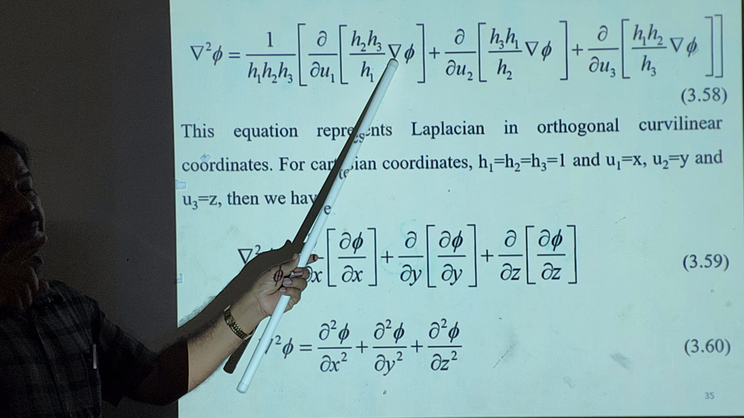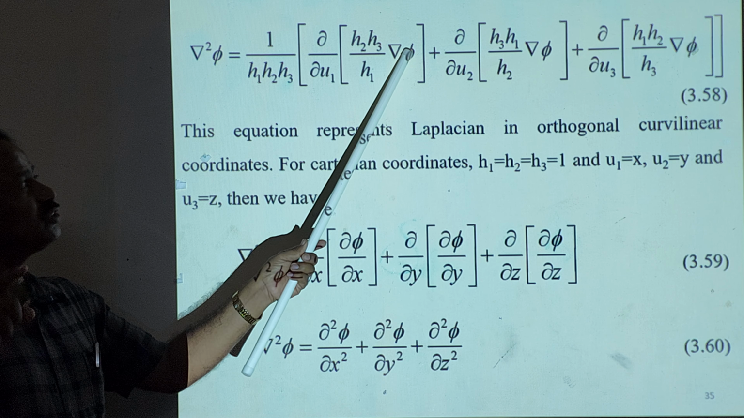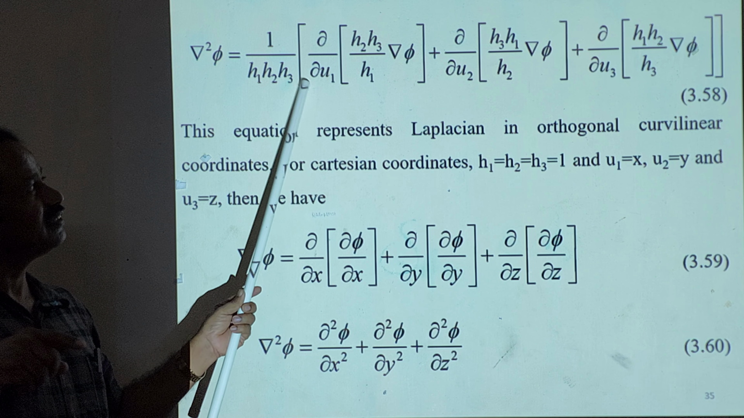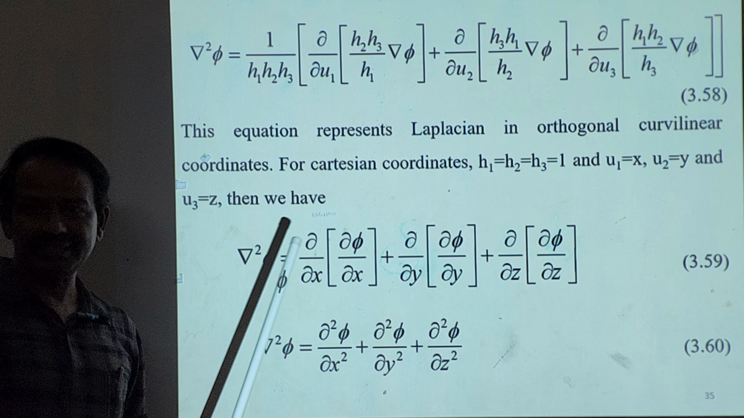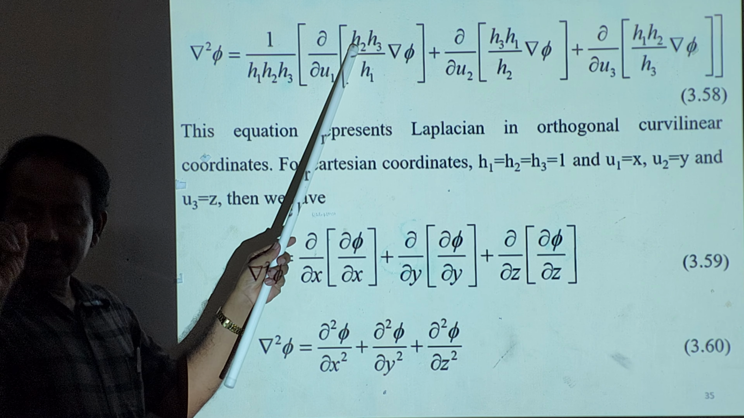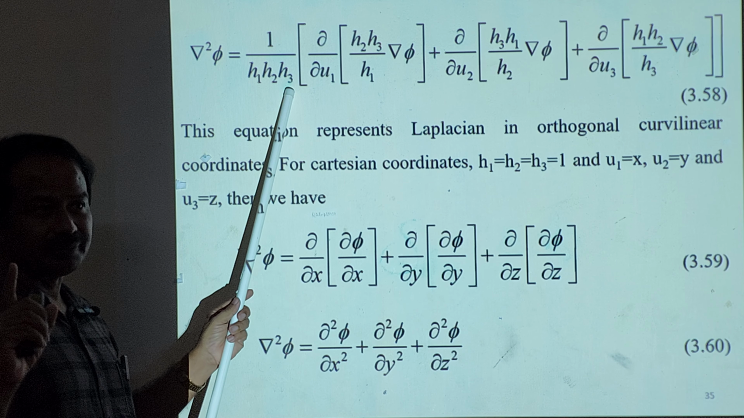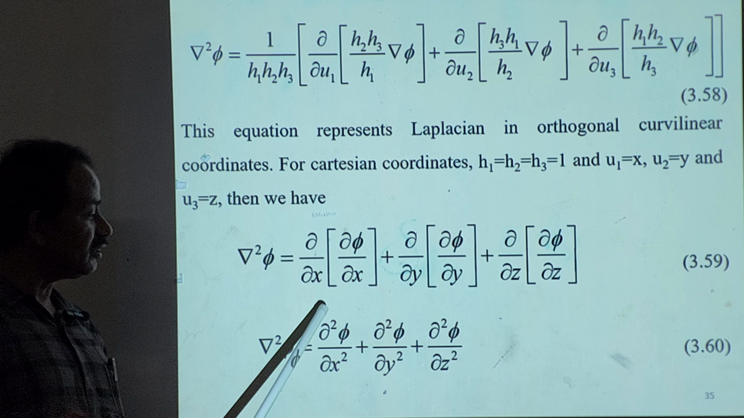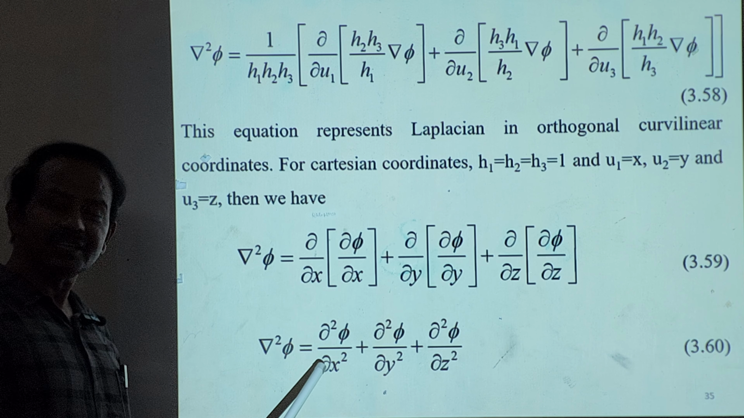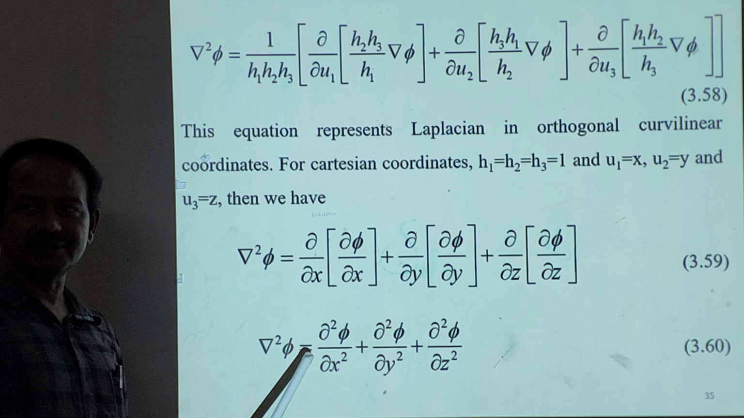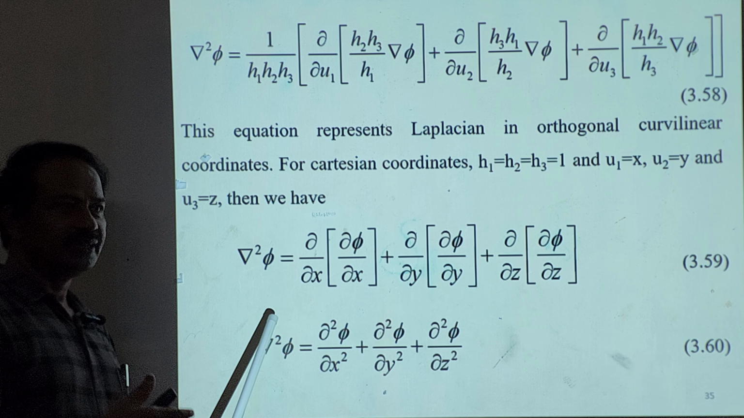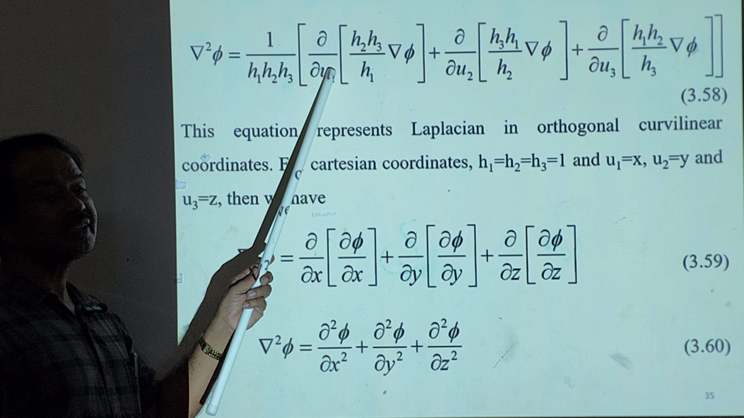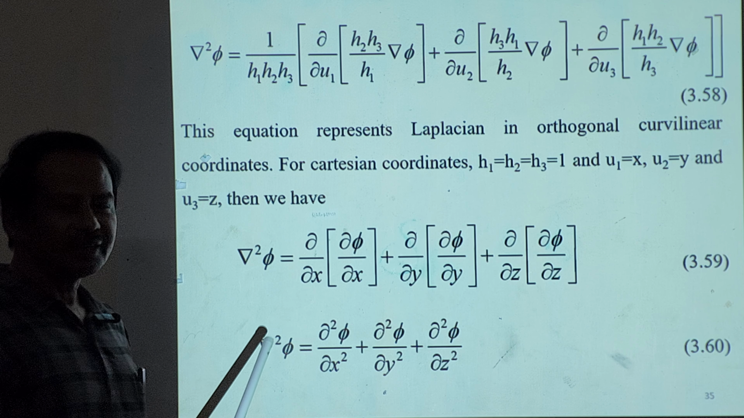And here it is nothing but d phi by du1. u1 is nothing but x. So we have d phi by dx. Here it is d phi by dx. So that will give you d squared phi by dx squared. I repeat, for ordinary Cartesian coordinates, this becomes 1, this becomes 1, this becomes d by dx, and this becomes d phi by dx. So that will give you d squared phi by dx squared, which is the Cartesian coordinate system. Del squared phi equals the Laplacian. The Laplacian equation for the ordinary Cartesian coordinate system is given by this. So this is for the curvilinear system, and this is for the Cartesian coordinate system.